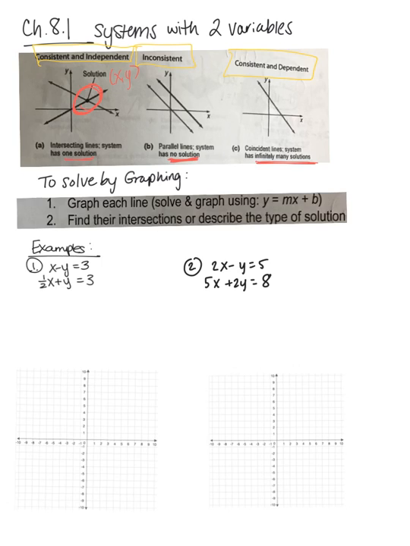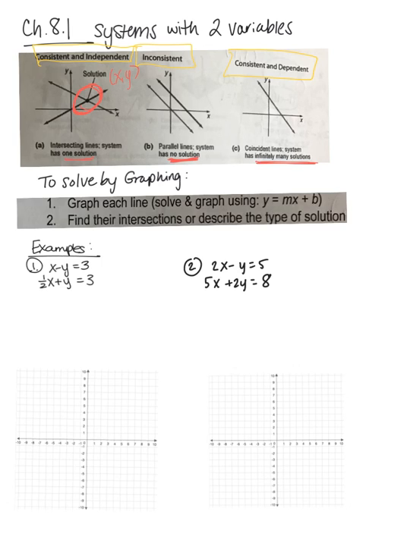Right? So if that is the case, and we can automatically tell once it's graphed what the solution is, or if there even is a solution, then of course one of the ways to solve a system is to graph them. So we're going to graph each line, and then we're going to find the intersection, or if there is no intersection, describe if it's a no solution, inconsistent, or infinitely many, consistent and dependent.